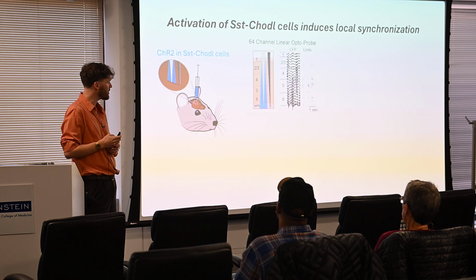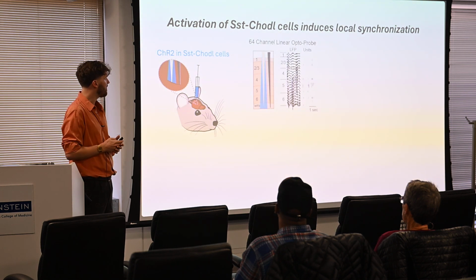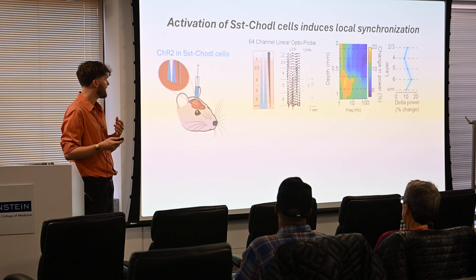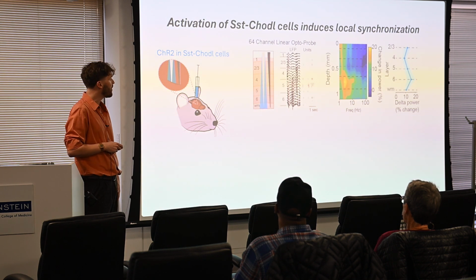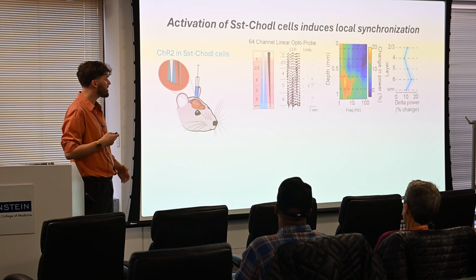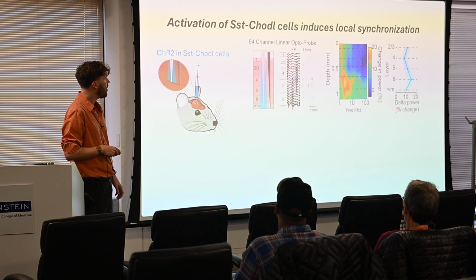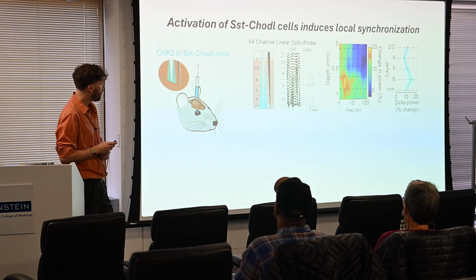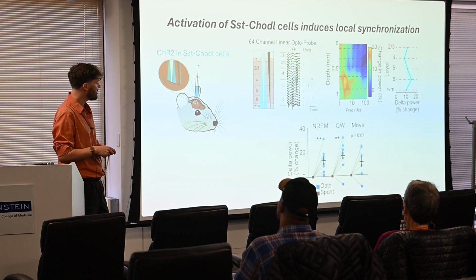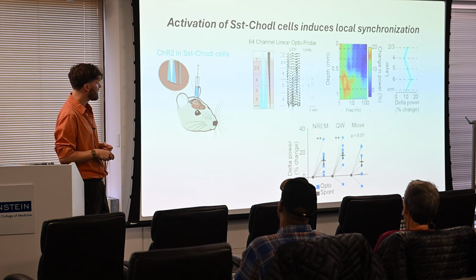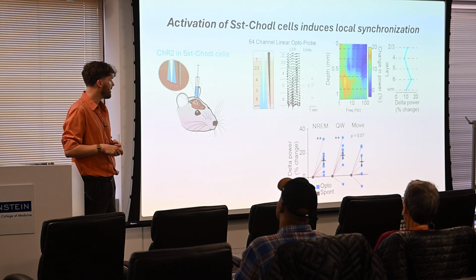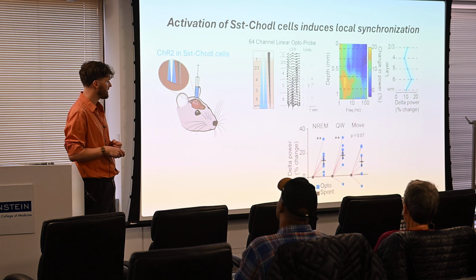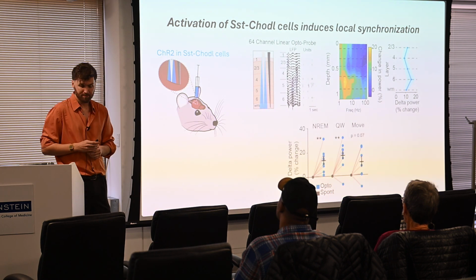We looked at many different measures of the synchronization state of the cortex during these experiments while light is on and light is off. We found that when we turned on these somatostatin chortle cells, we increased delta power, a measure of cortical synchrony, across all layers of the cortex. We can do this regardless of the state of the animal. We can deepen the level of synchrony in both non-REM and quiet wake states, and also increase synchrony even in periods when these somatostatin chortle cells aren't typically on, such as movement.